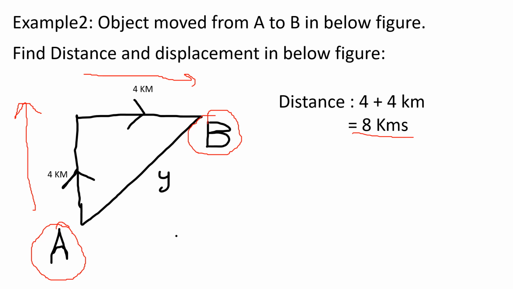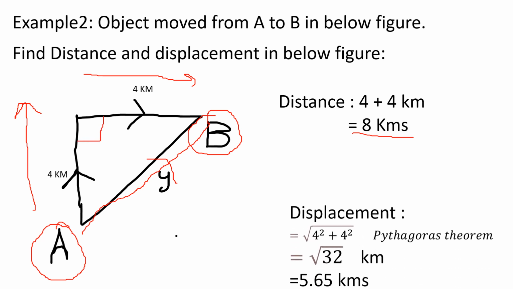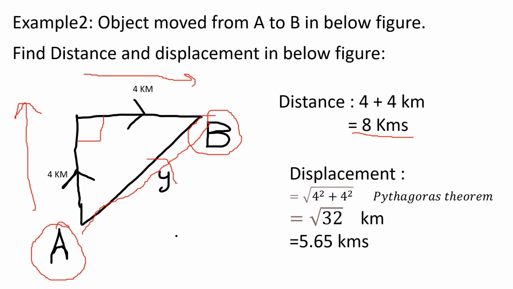From point A to point B, the shortest path is this. We consider it as y. Since it is a right angle triangle, it is very simple to calculate y. We can use the Pythagoras theorem. So y is equal to the square root of 4 squared plus 4 squared, which is 5.65 kilometers. We will take more examples and then you will really understand.